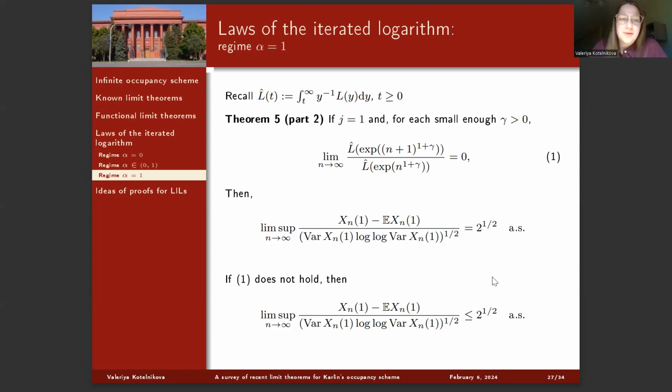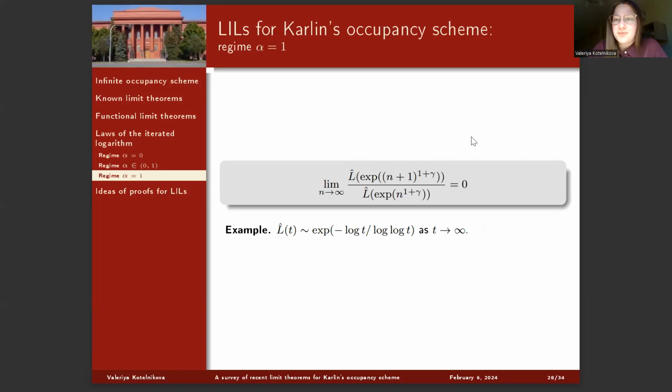And once we are going to discuss ideas of proofs, I am going to mention why we needed this assumption 1. And to show that a function L hat for which this limit relation exists, I'm giving you an example. You can think of this function L hat as such an exponent. Then just by honestly sitting and writing the numerator and the denominator, you can figure out that the limit is indeed 0.